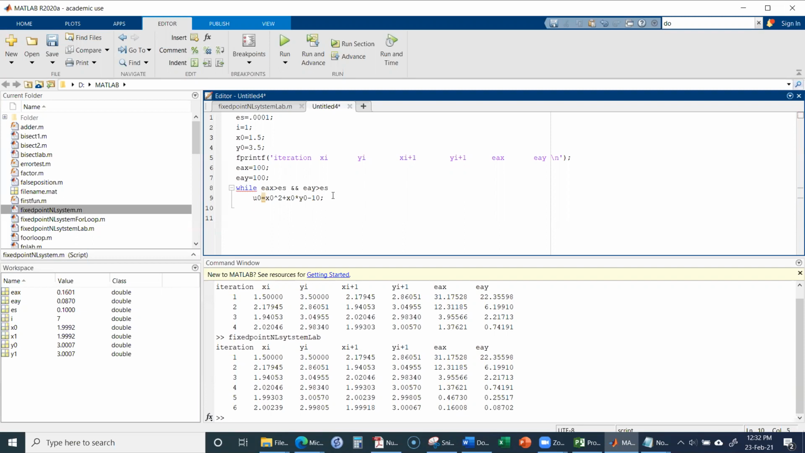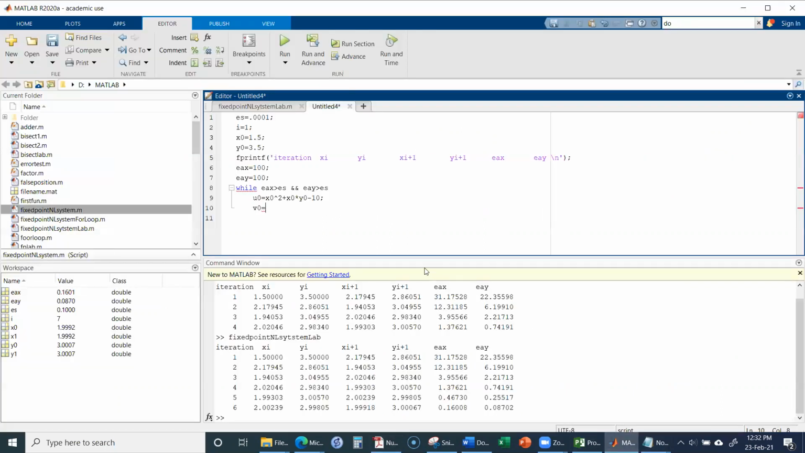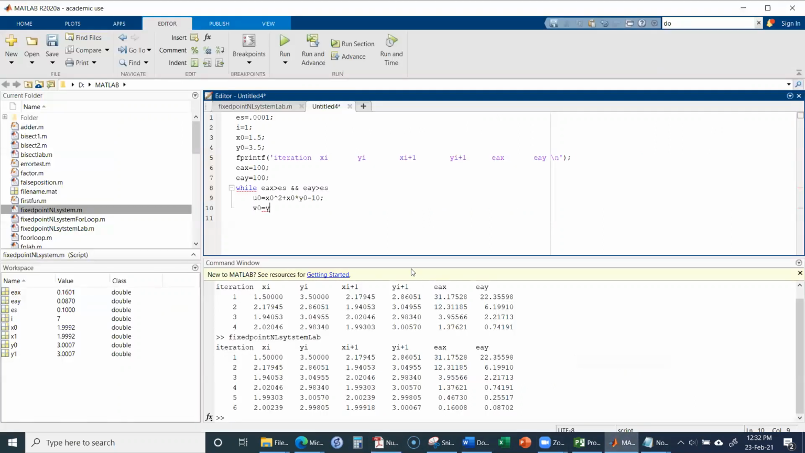And semicolon. Then v naught. So v naught is this equation: y plus 3xy square minus 57. So y was y naught, and then 3 times x times y, where x was x naught and y was y naught, and then y square minus 57, and then bracket close. Okay, that is u naught, v naught.